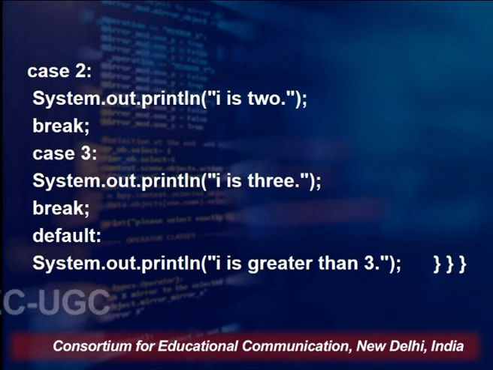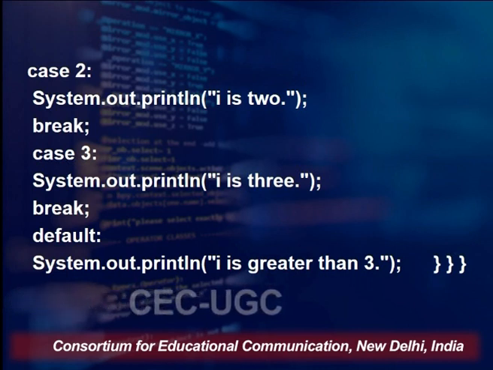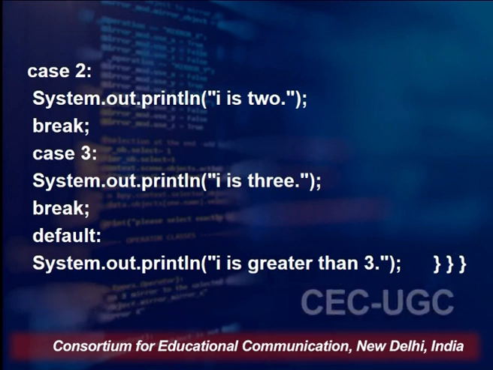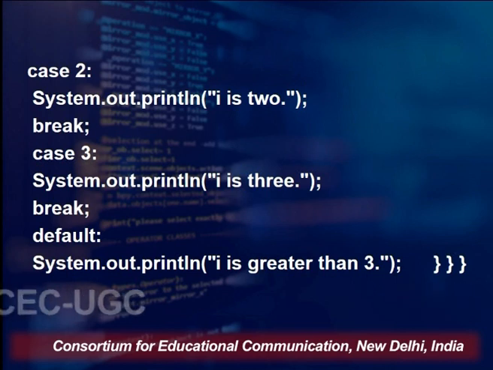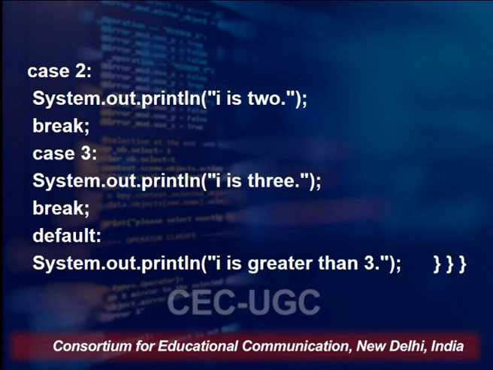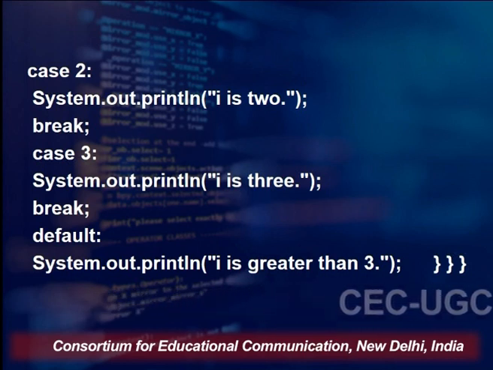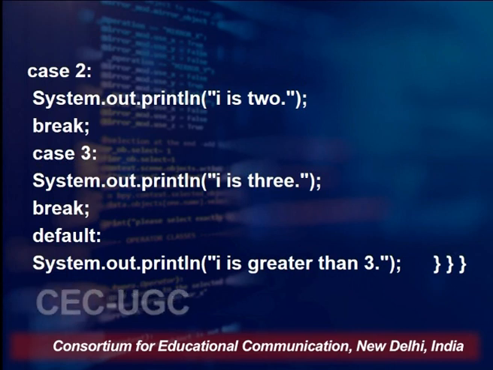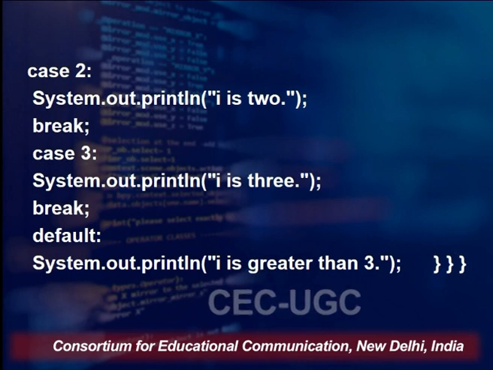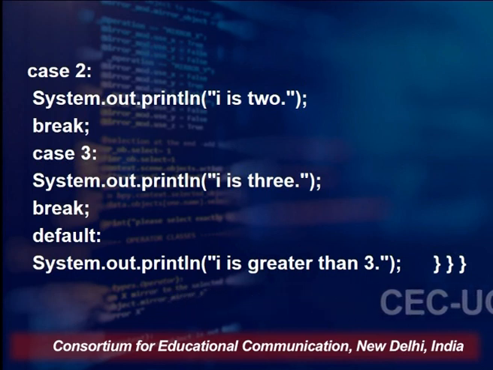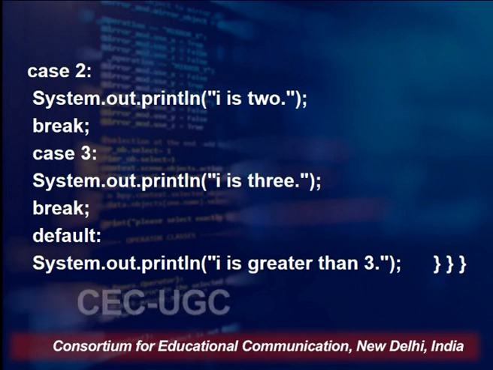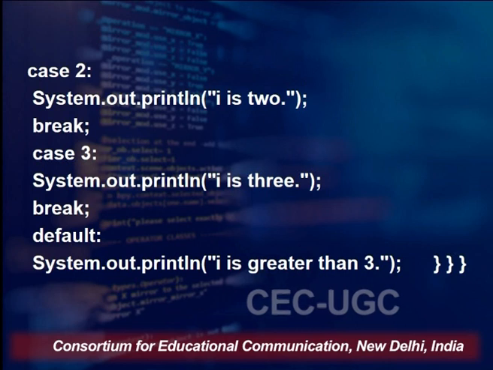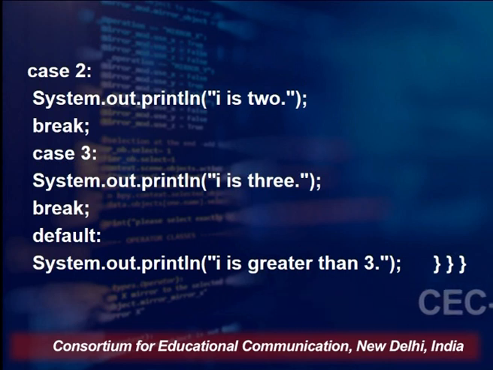Then the value comes up as i equals 4. So 4 is not going to match any of the case values. It is not 0, it is not 1, it is not 2, not 3. Then it will come into the default scenario which says i is greater than 3. Then again the value of i will be incremented, it will be 5 now. Similarly for 5, none of the case statements is going to be matched, so the default statement, i is greater than 3, will be printed again.